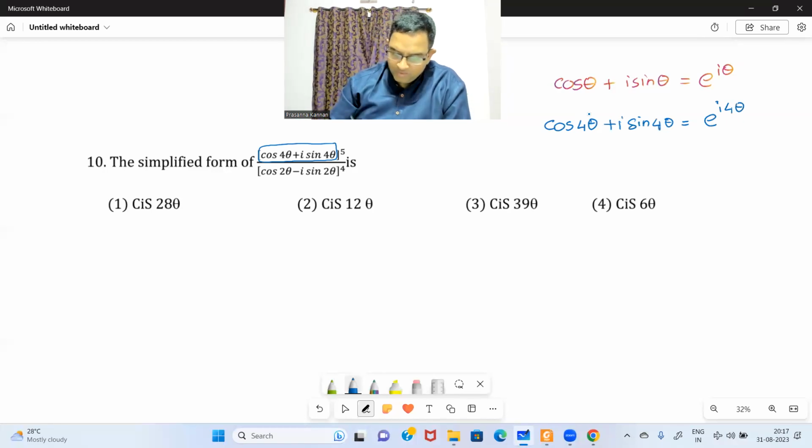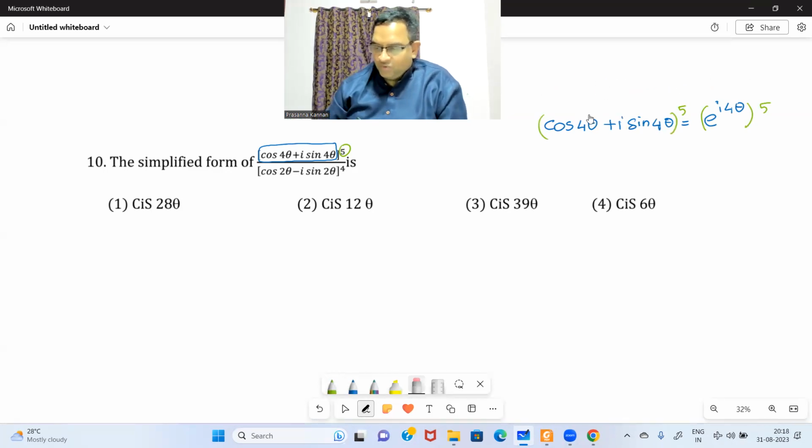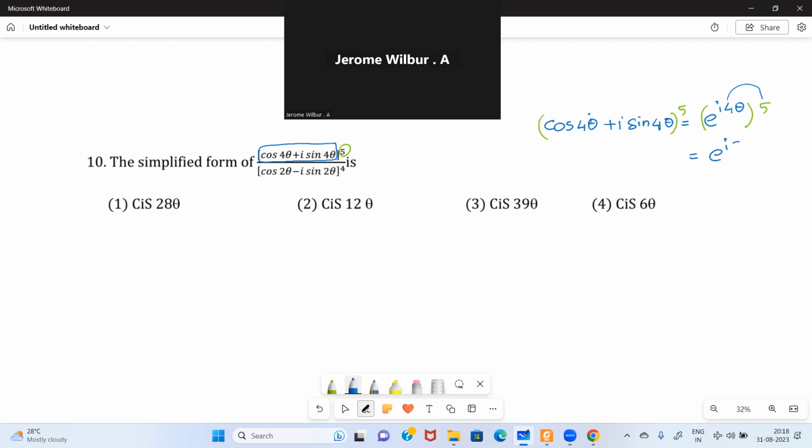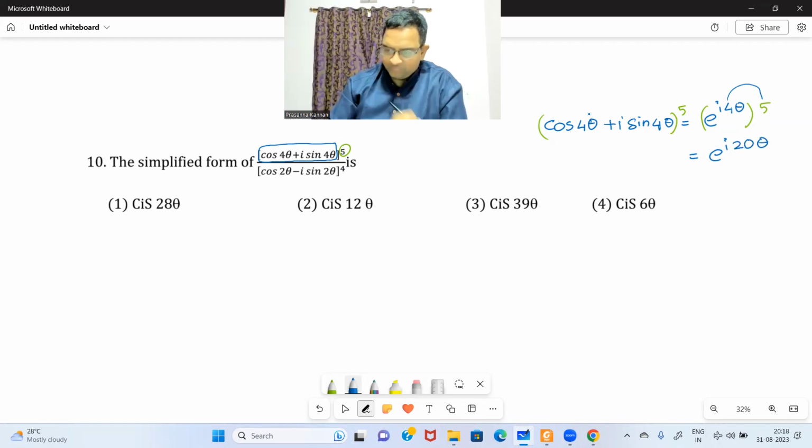Now, I have a power 5 also here. So, what is this going to be equal to? E power I? 20 theta. Very good. 20 theta. Superb. Okay, guys. Numerator done. Now, let's look at the denominator.